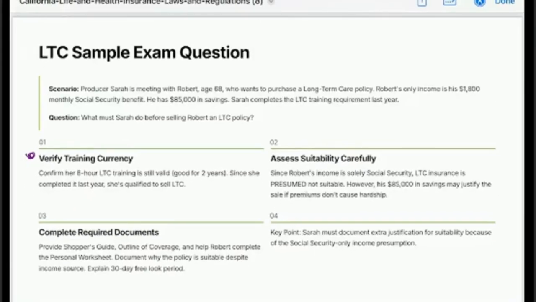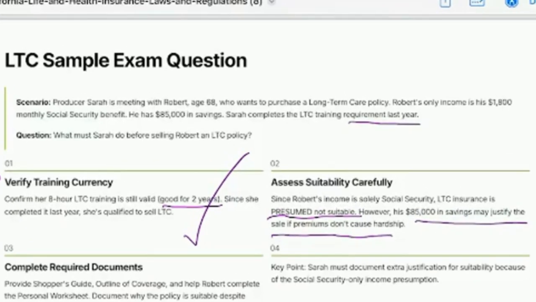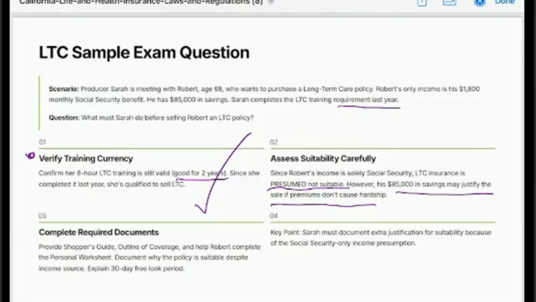Your next thought process. Since Robert's income is solely Social Security, long-term care insurance is presumed not suitable. However, they gave you additional information in this question, right? He has $85,000 in savings, and that may justify the sale if premiums don't cause hardship. So while yes, he does only get a $1,800 a month Social Security benefit, if the question had stopped there, the answer would be not suitable.